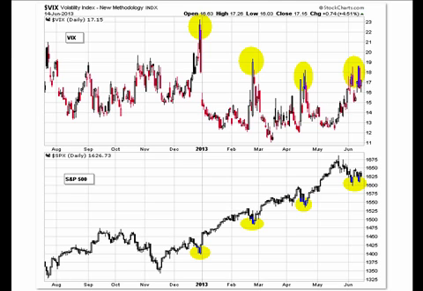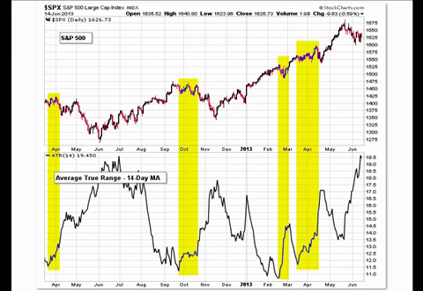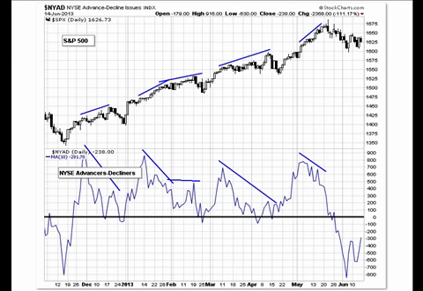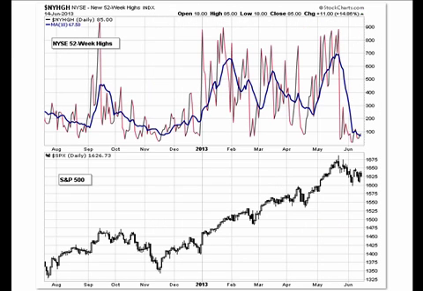Overall, I'd say we have a mixed picture here. The VIX says we have a bottom. The average true range says no, we don't have a bottom because the volatility continues to expand. The put call ratio says no, we don't have a bottom because the put call ratio continues to move up. Advanced decline line is in decent shape. It needs to move up or else that's a warning. New highs, the way it's been acting is fine. It needs to move up.